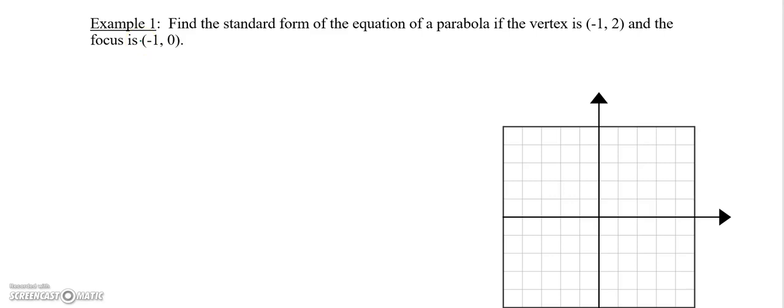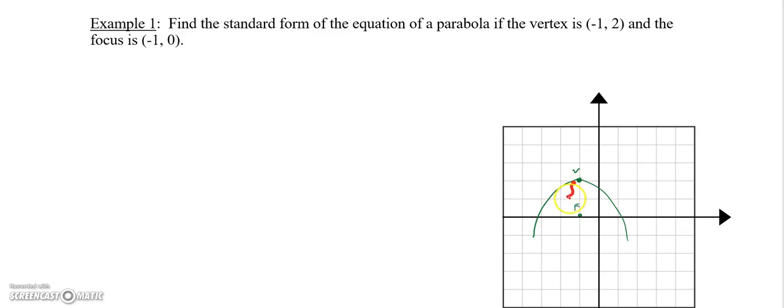Example 1 says we're going to find the standard form of the equation of the parabola if the vertex is at negative 1, 2, so let's plot the point negative 1, 2. There's my vertex, and the focus is at negative 1, 0. So here's my vertex, and here's my focus. We're always going to label them with a V and an F. So if the focus is here and the vertex is here, I know, if I'm going to do an extremely rough sketch, that it's going to be opening downward because my focus is always on the inside of the parabola.